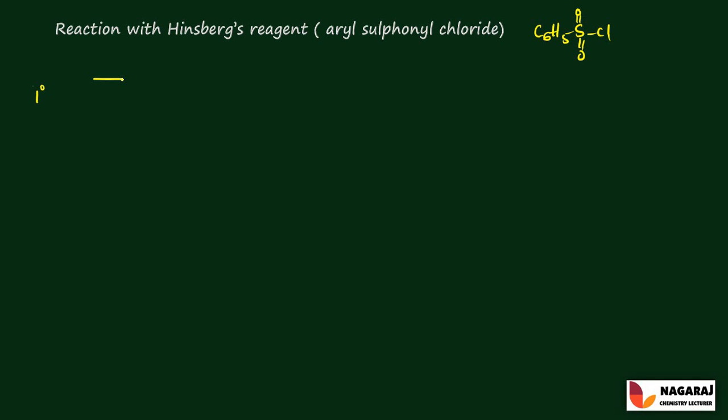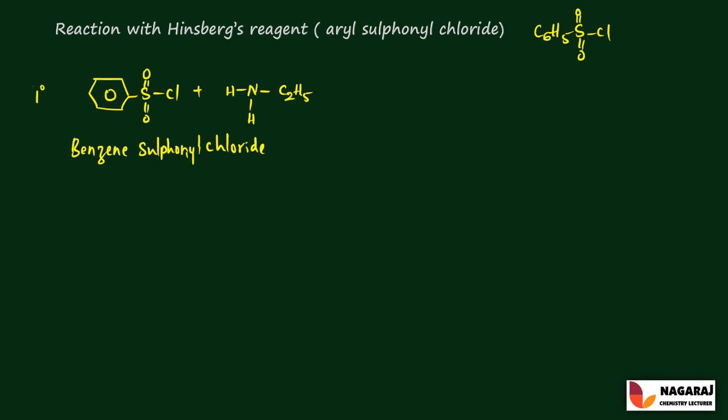So when it reacts with the primary amines, that is benzene sulfonyl chloride, C6H5SO2Cl, it is called as benzene sulfonyl chloride. So this benzene sulfonyl chloride reacts with the primary amines. Primary amines means only one hydrogen atom in the ammonia replaced by one alkyl group. Such compounds are generally called as primary amines.